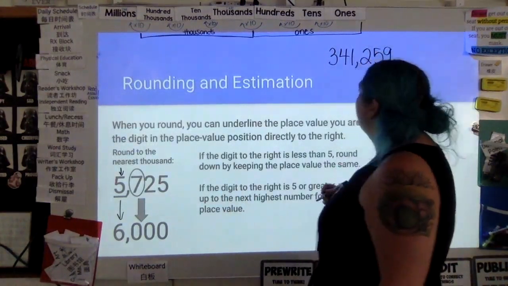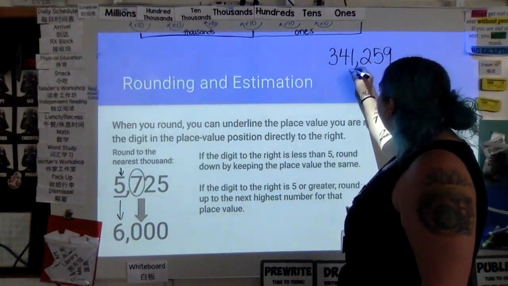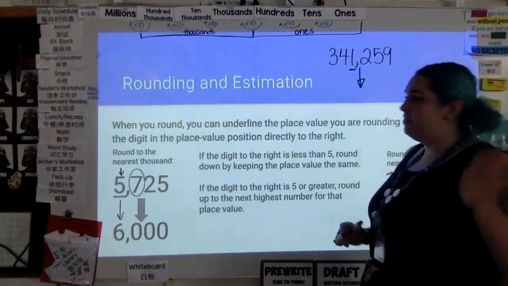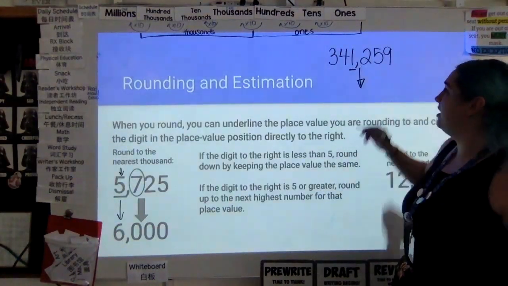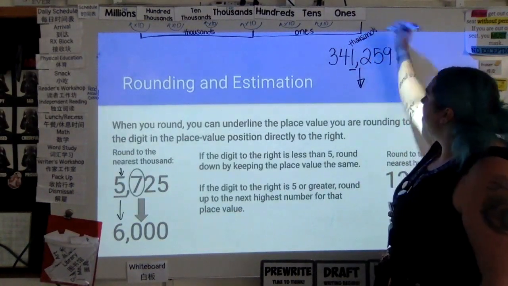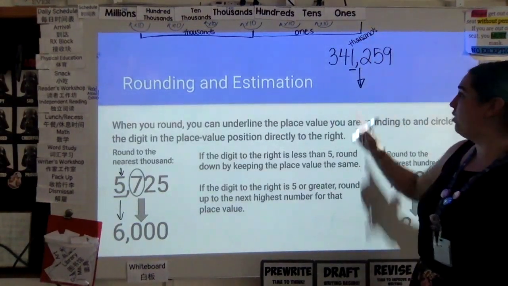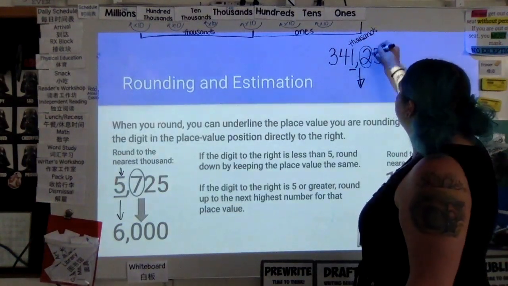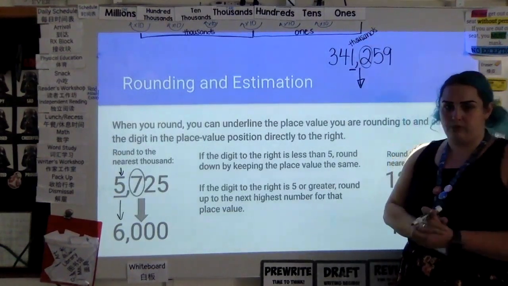You're going to round it to the underlined digit. In this case, my underlined digit is 1. So now, take a second and think. Pause the video and round this to the nearest 1,000. This is the thousands place. Round this to the nearest 1,000. I've got my underline already, so I'm going to take my marker and circle this. This is the one we're looking at to tell us what happens to the 1. Pause your video and solve this problem.